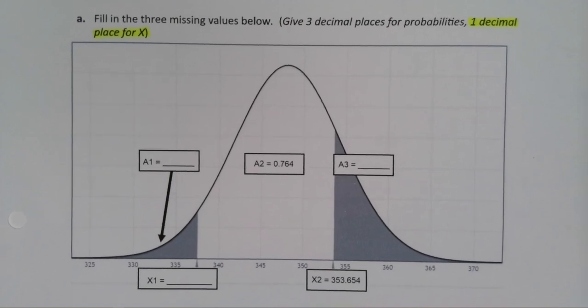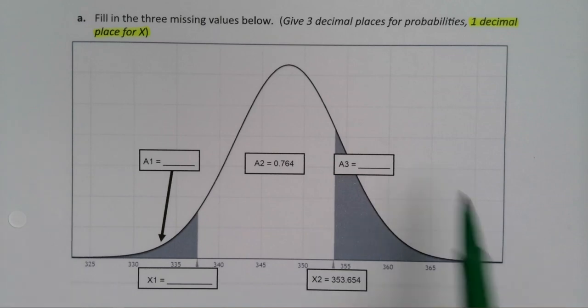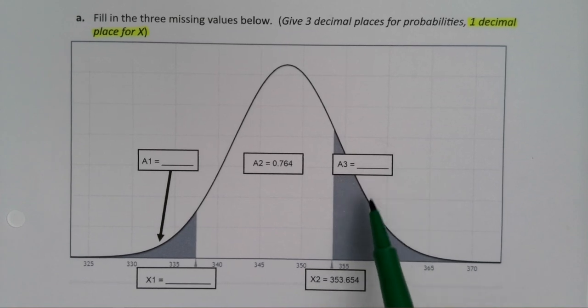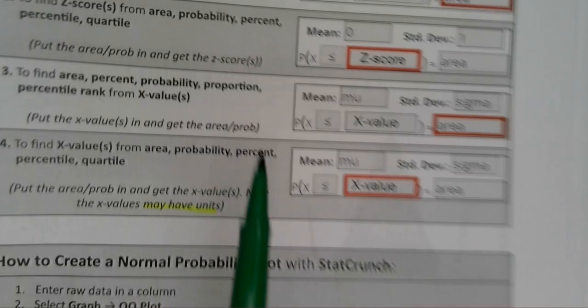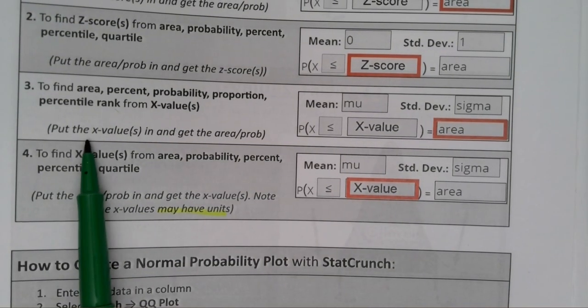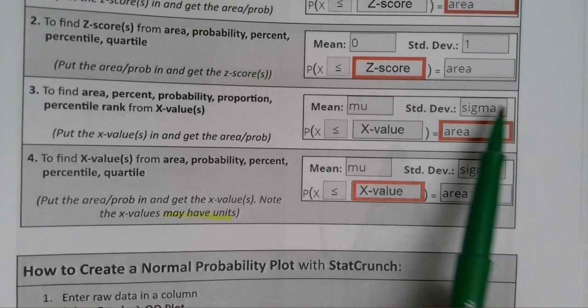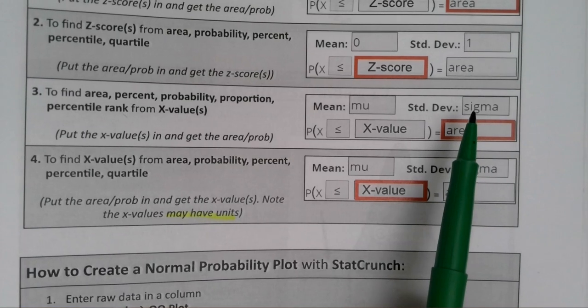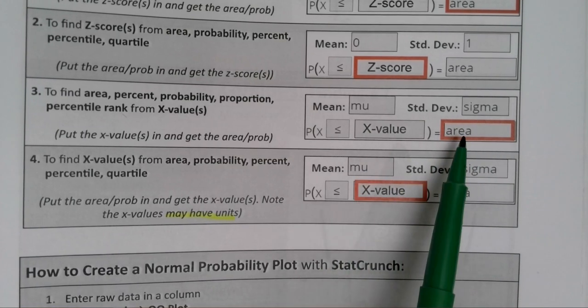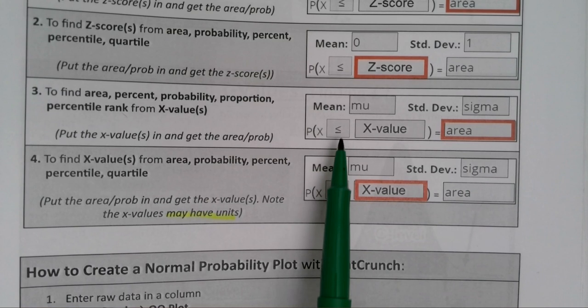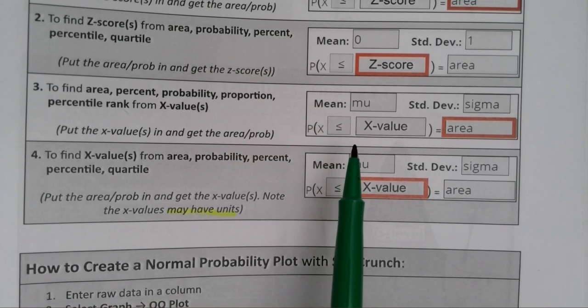Okay, so we're going to find our missing values. These are like a puzzle, so you have to figure out which way you want to tackle it first. This particular one, I don't think we have a lot of options. I think we're going to have to find this right-hand tail because we have the x value. When you have the x value and you want the area, we put in our mu and our sigma, and then we use our x value and the area. And this symbol, remember, can go either direction, a less than or a greater than.